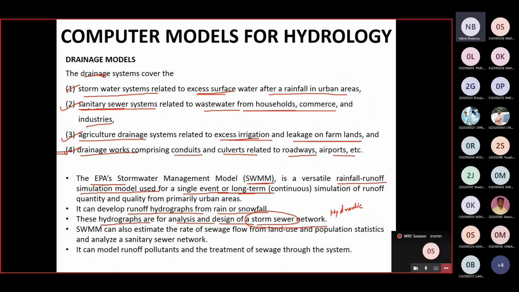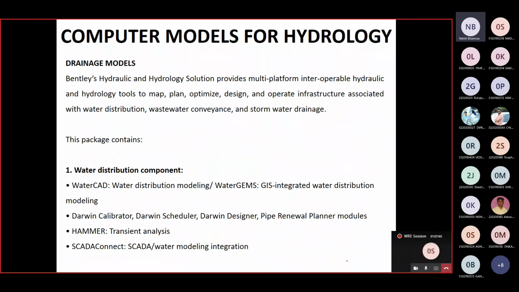When we have the relationship between rainfall and runoff, the runoff generated based on those hydraulic parameters is used for designing the storm water or storm sewers. This is done by means of SWMM, the Storm Water Management Model. So there is a combination of hydrology plus hydraulics done here in SWMM. It can also model runoff pollutants and the treatment of sewage through the system. Various applications of SWMM come under the category of drainage models.